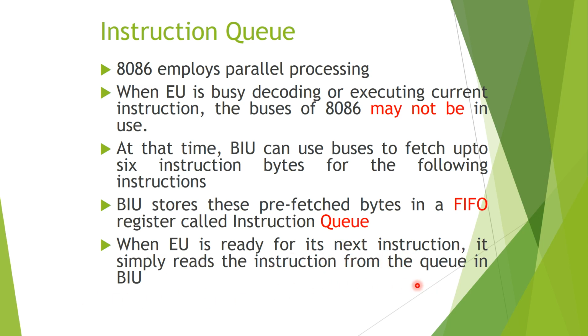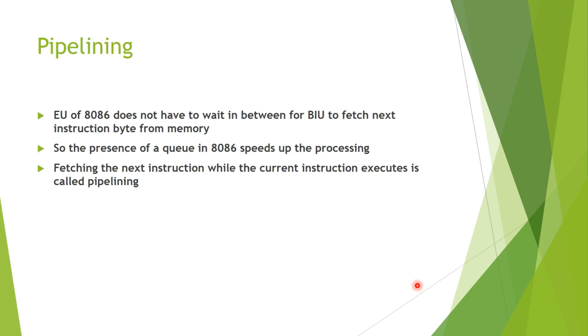So when the EU is ready for the next instruction, it simply reads the instruction from the queue. So this is also known as the pipelining. Pipelining means the EU of 8086 does not have to wait in between for the BIU to fetch the next instruction from the pipe. उसने पहले इंस्ट्रक्शन को डिकोड करके एग्जीक्यूट कर लिया, अब उसे ये वेट नहीं करना है कि बस इंटरफेस यूनिट नेक्स्ट इंस्ट्रक्शन को फैच करेगा, है ना, क्योंकि बस इंटरफेस यूनिट ऑलरेडी उन इंस्ट्रक्शंस को फैच करके अपनी क्यू में स्टोर कर चुका है। ठीक है, तो इसका मतलब जो हमारी क्यू, the presence of the queue in 8086 speeds up the processing.